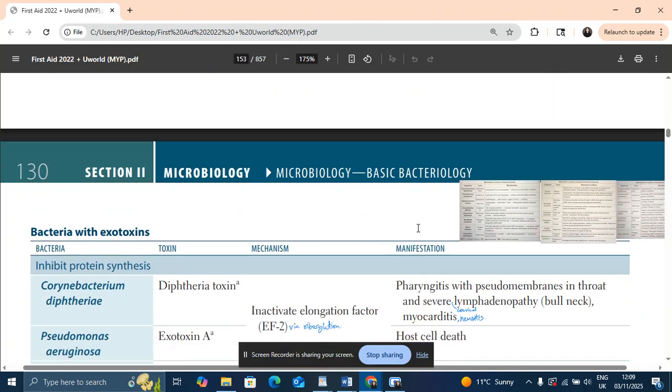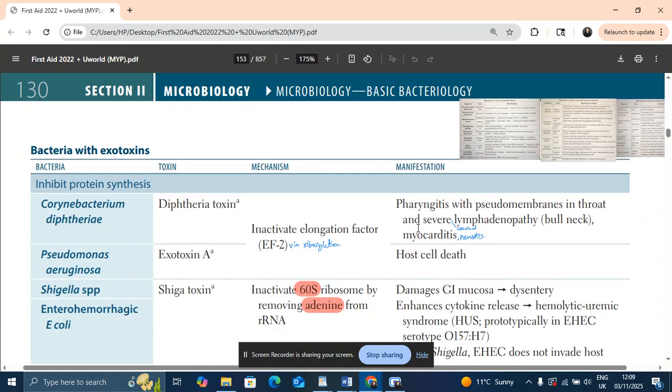Now we'll talk about those bacteria that produce exotoxins. So first of all, now you know what exotoxins are, how they are secreted, what their composition is, that they are heat labile, and that they have high antigenicity. We can use exotoxins to produce vaccines like toxoids, and you know what types of diseases exotoxins can cause.